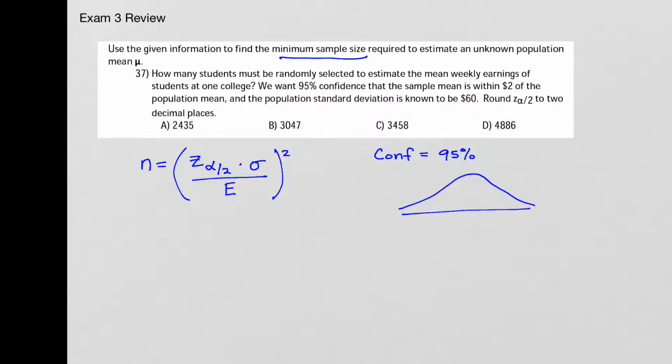And I like to always just draw the distribution. Not a very good drawing, but that's okay. It just needs to be a rough sketch. I've got 95% in the middle, which means 5% left over for the two tails. So I take that 5% and divide by 2. And this is going to be z sub 0.025.